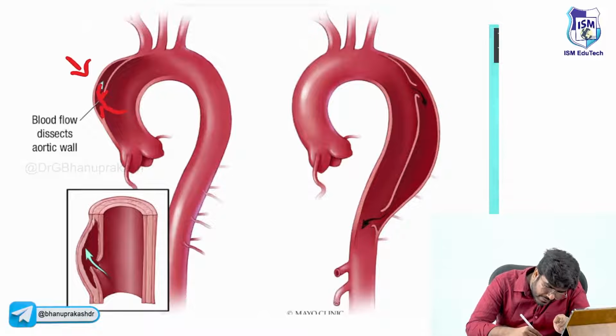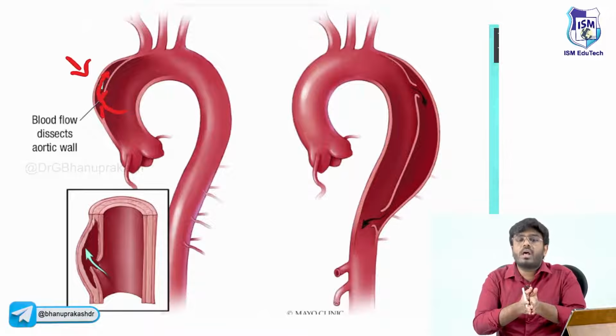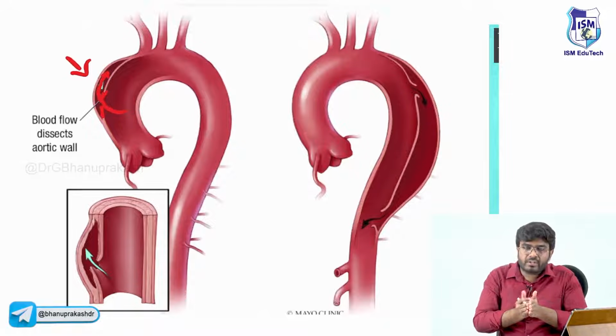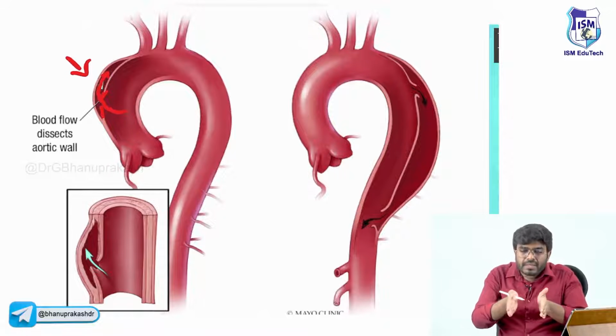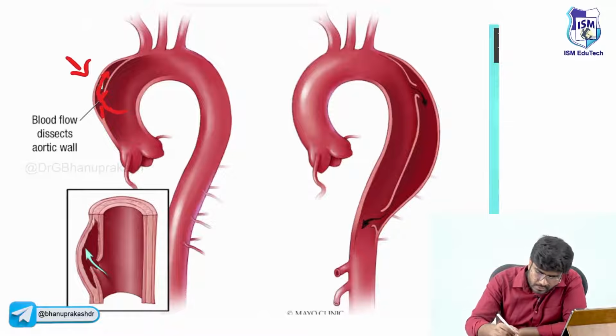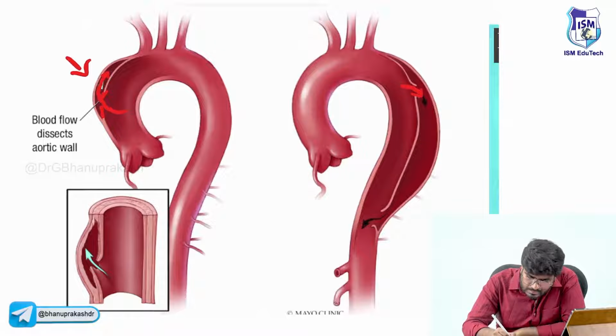Now the blood is entering into the vessel wall. The jet of blood is going to enter into the vessel wall, and the vessel wall is going to split into two parts. There is a splitting. Here also you can very clearly see there is damage. The blood is entering. Now the blood is flowing where?